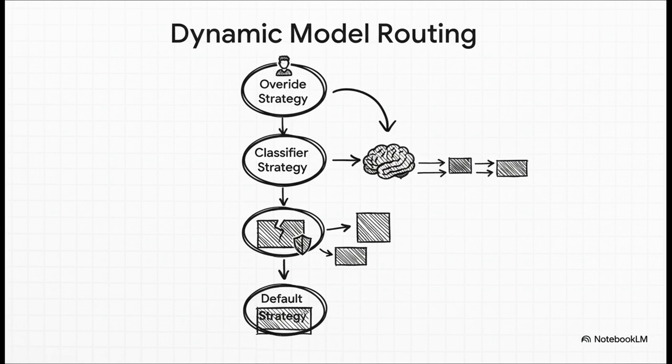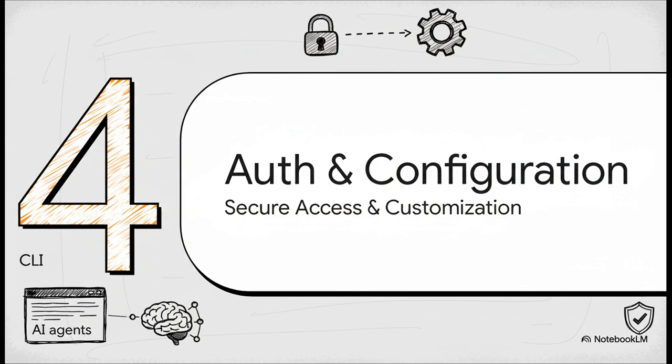For resilience, there's a fallback strategy that can switch to a more stable model if errors pop up, and of course, there's always a default model ready to go. Let's move on to Section 4, where we'll cover the system's approach to secure authentication and how it manages configuration.